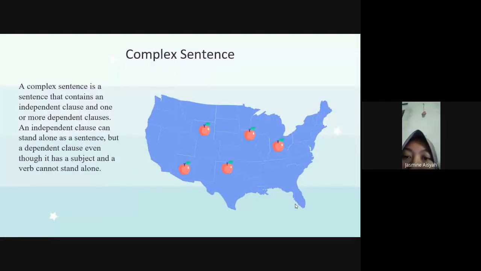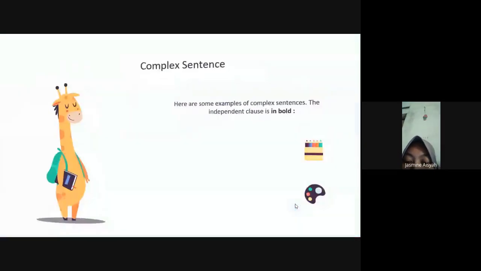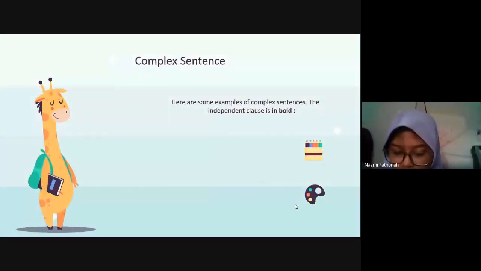Next is complex sentence. A complex sentence is a sentence that contains an independent clause and one or more dependent clauses. An independent clause can stand alone as a sentence, but a dependent clause, even though it has a subject and a verb, cannot stand alone. For the next slide, I will read as the third reader.